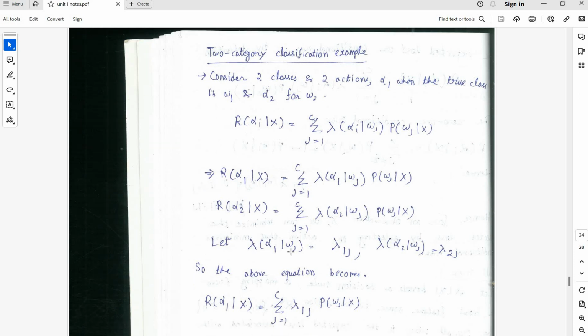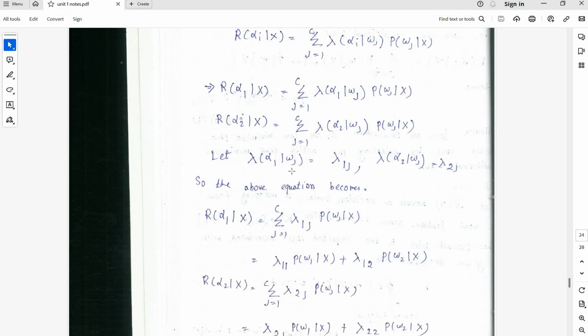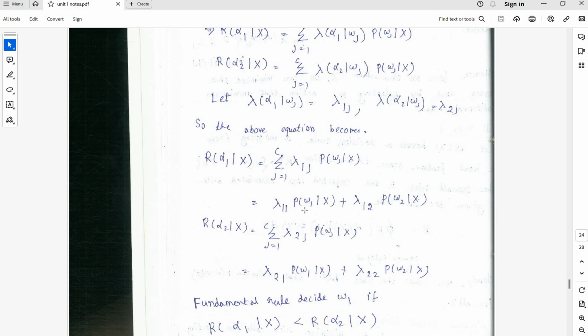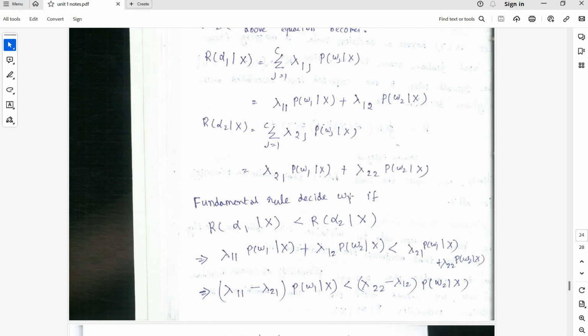So R of alpha 1 given x is sigma j equal to 1 to c lambda 1j p of wj given x, and that is expanded for j equal to 1 and j equal to 2. The same way we write R of alpha 2 given x, and it is expanded.